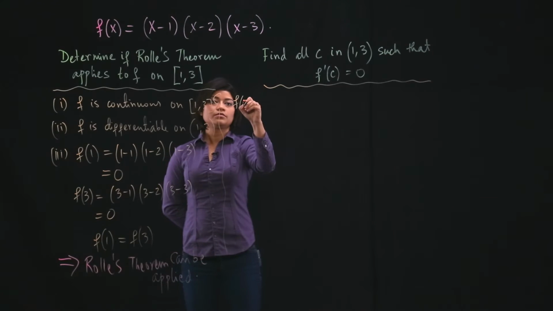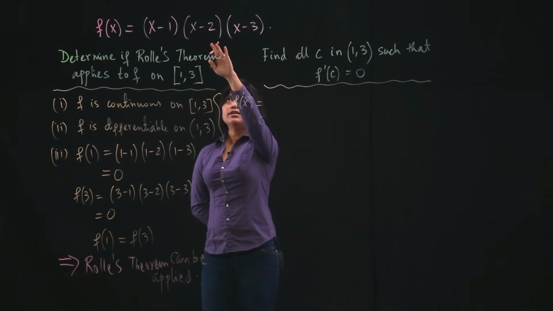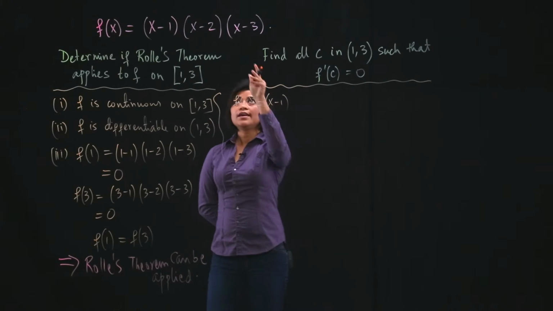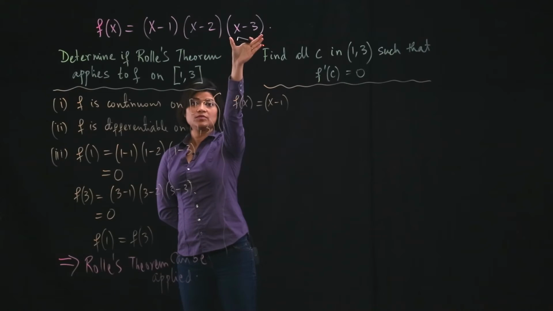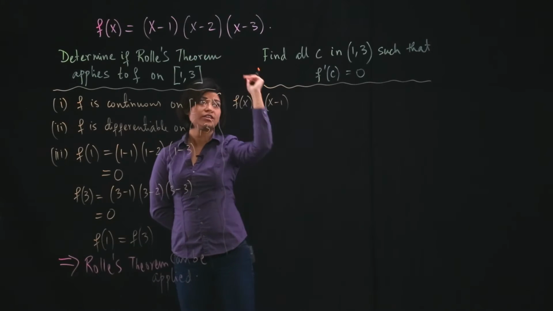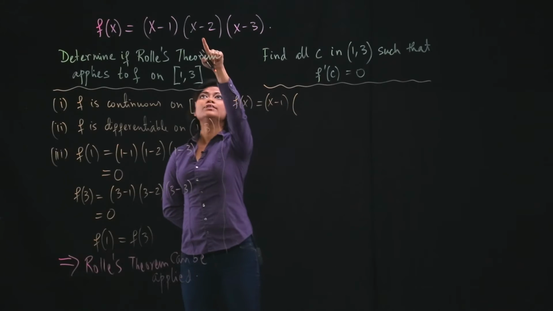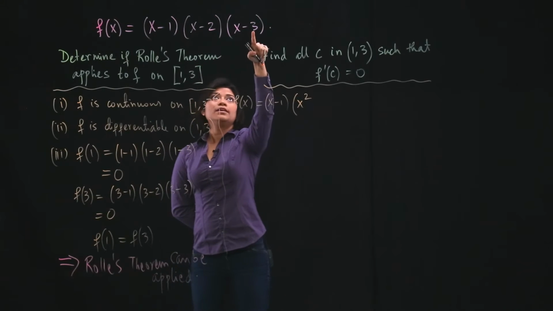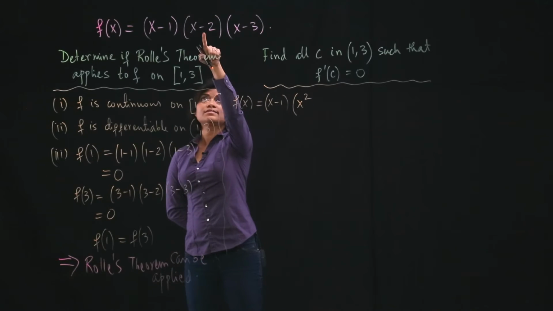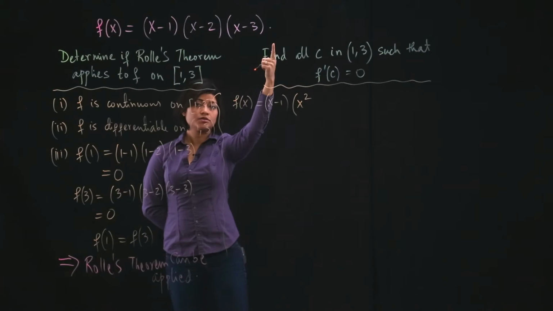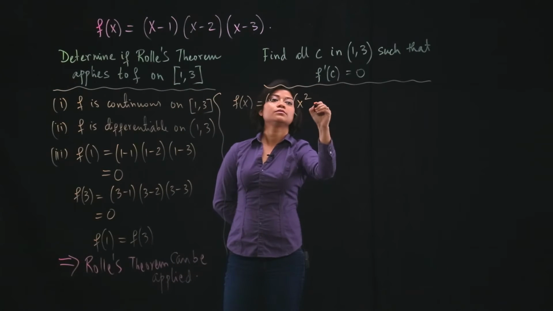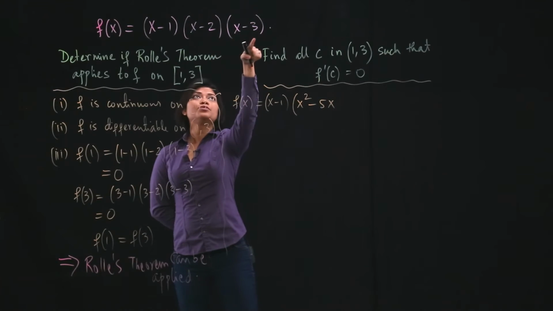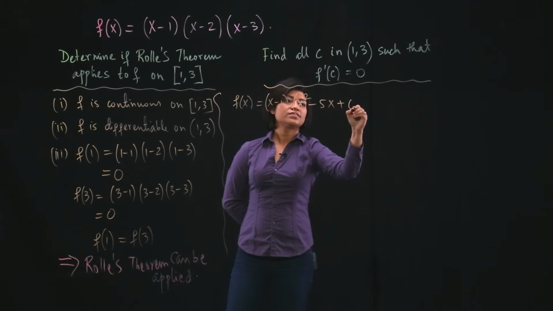So let's take our function and use FOIL and expand it. So let me first keep the x minus 1 as it is, and I'm going to FOIL the last two factors, x minus 2 times x minus 3. Okay, so we get x times x, then x times negative 3, negative 3x, and negative 2 times x. So negative 3x and negative 2x, that will be negative 5x. And then negative 2 times negative 3, that's positive 6.